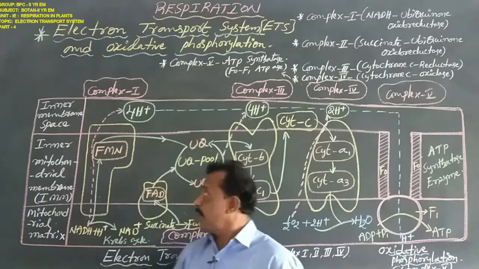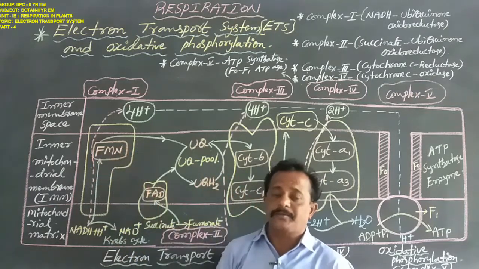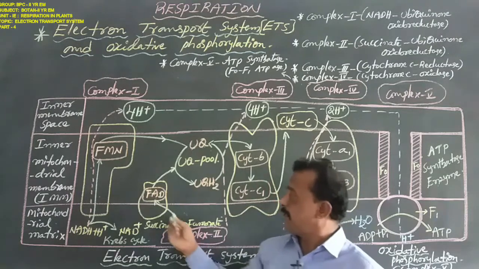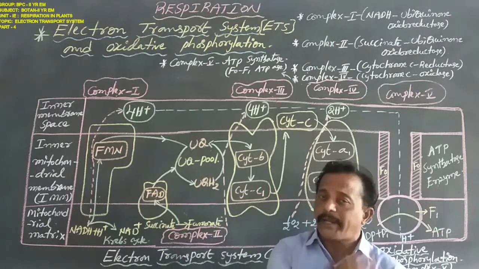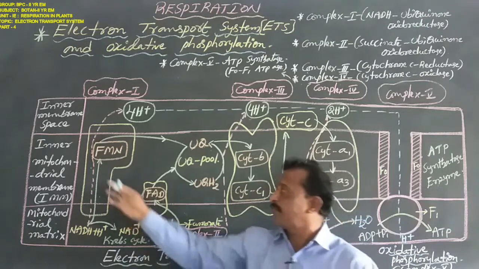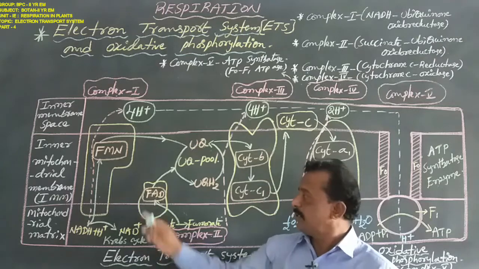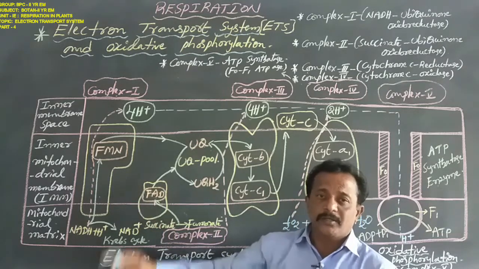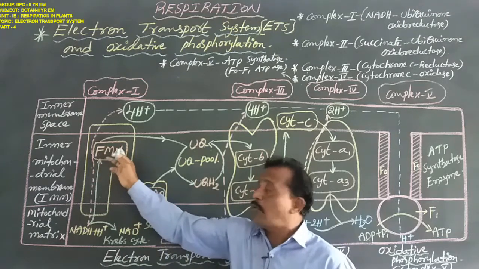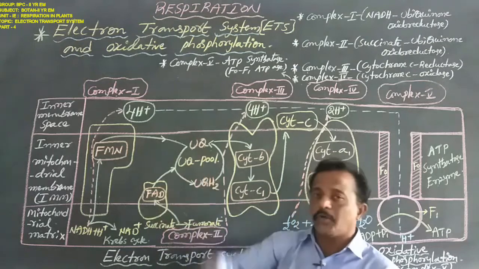Complex 1 contains one prosthetic group, that is FMN, flavin mononucleotide. Complex 2 contains another prosthetic group, that is FAD, flavin adenine dinucleotide. Now, don't confuse them here. This is flavin mononucleotide, mono. This is flavin adenine dinucleotide.